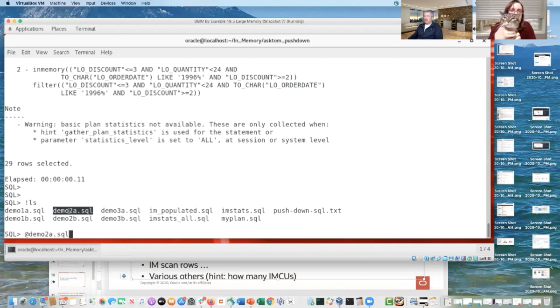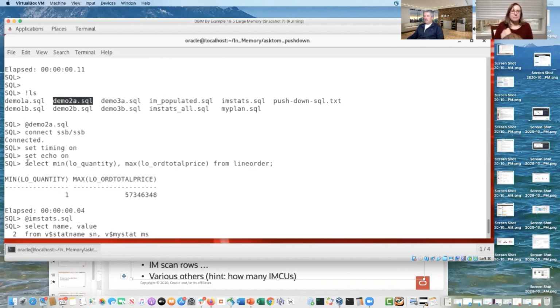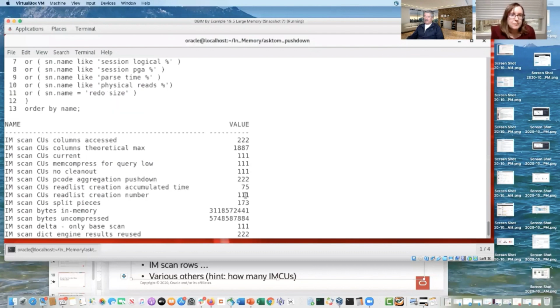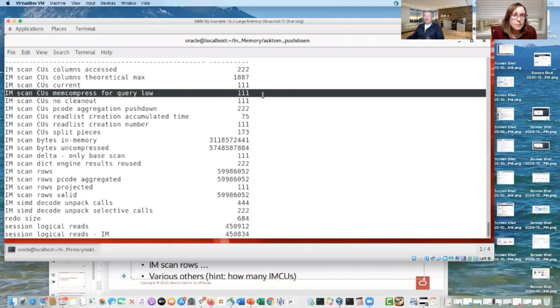All right. So what I wanted to do next was function-based aggregation. I have a slightly different query now. I'm just selecting the minimum quantity and the maximum total order price from line order. I didn't put in any filter predicates or group by, so it's pretty much the simplest full table scan doing a couple of aggregations. These aggregations should be performed during the scan of the line order table. Our statistics show we're looking at 111 IMCUs. It doesn't look like we pruned anything out because we don't have a where clause predicate, so we wouldn't prune anything.